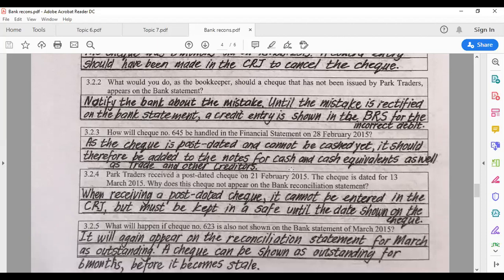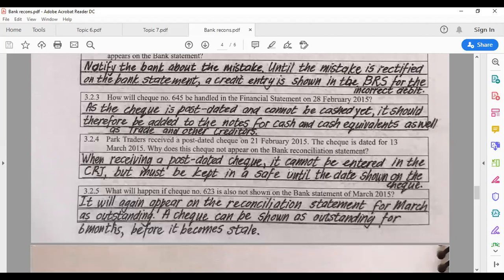How will check number 645 be handled? Okay, that's what we did, sorry. Park Traders received a post-dated check on the 21st of Feb 2015. The check is dated for 13 March 2015. Why does this check not appear on the bank reconciliation statement?